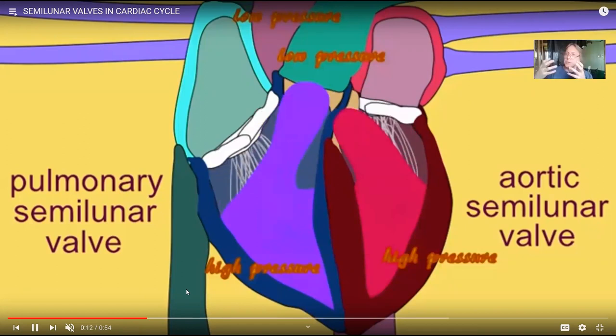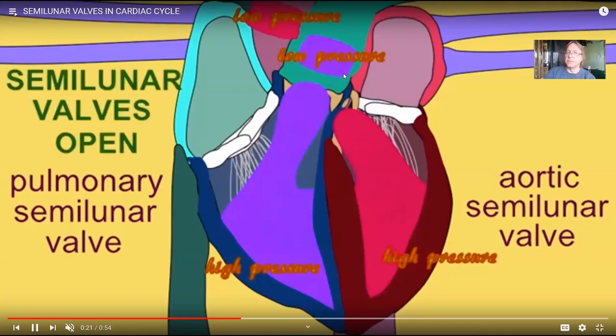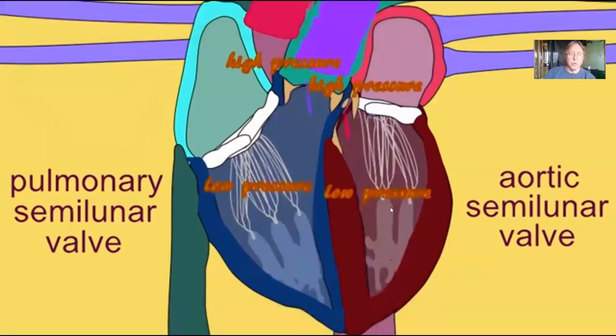And so when the ventricles are squeezing and squeezing, there's a moment where there's a high pressure here. So when the high pressure is in the ventricles and the low pressure is in the vessels, that is when the semilunar valves will open and allow blood to leave. So blood is going to be ejected. There's ventricular ejection.